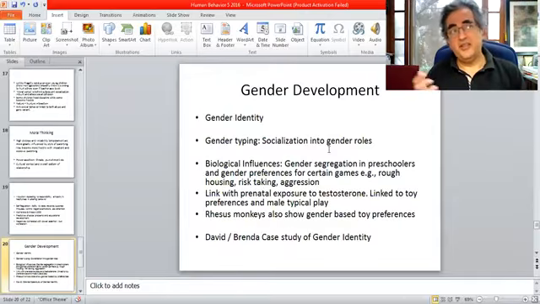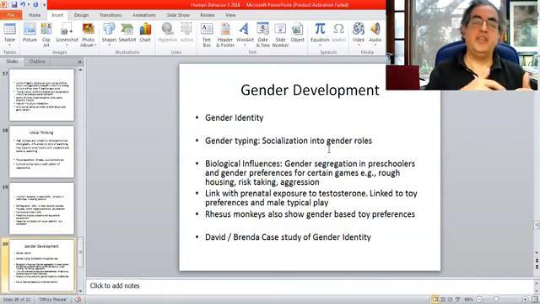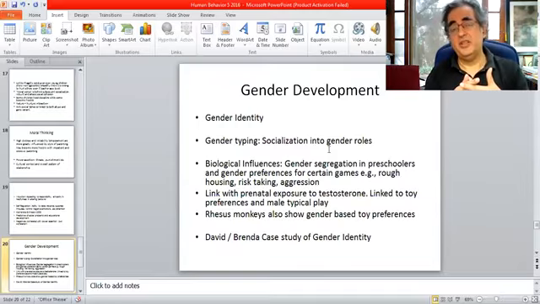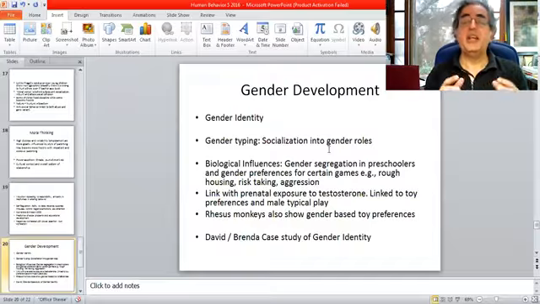And this is of course an overlapping population. So it's not as if no girl prefers these kinds of games. There are girls that have that preference, and of course, boys have the opposite preference as well.